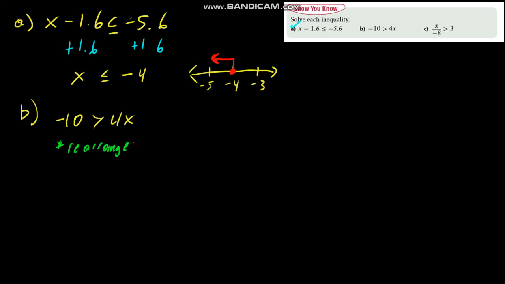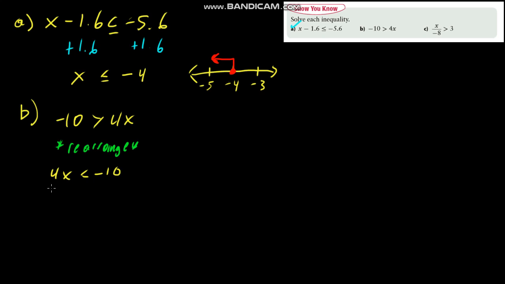I'm going to rearrange this, and that makes 4x less than negative 10. As you can see, the inequality is still opening up to the negative 10. These two things are completely equivalent statements; I've just rearranged it. At this point, the term with x is isolated, unlike A, where we had to do an extra step, but we haven't isolated the variable itself.